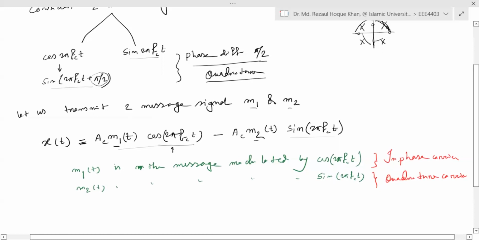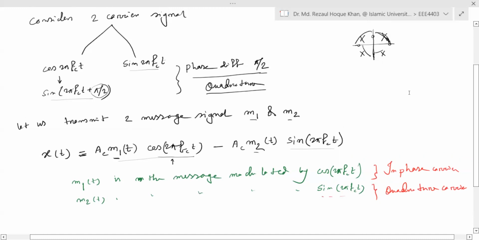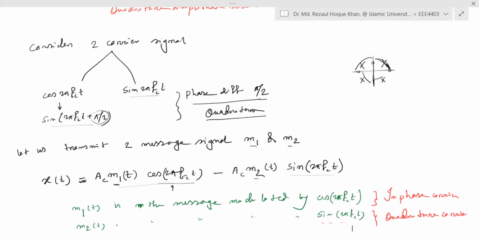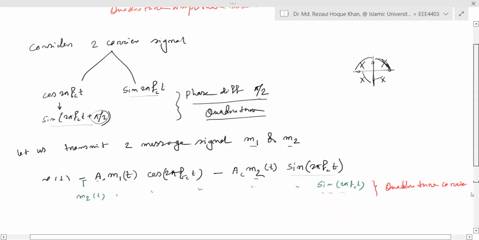So sine 2 pi fc t is the quadrature carrier, and cos is the in phase carrier. Okay. So now what we will do is these two messages M1 and M2 will be multiplexed by quadrature carrier. Okay.